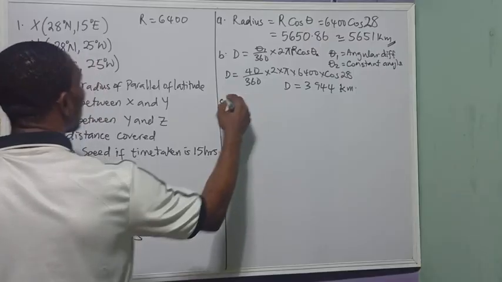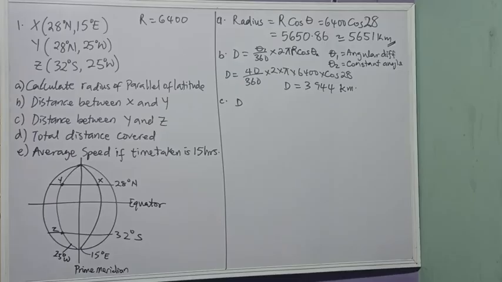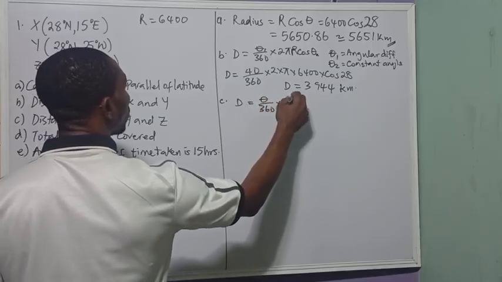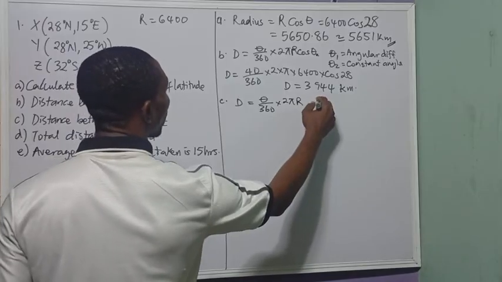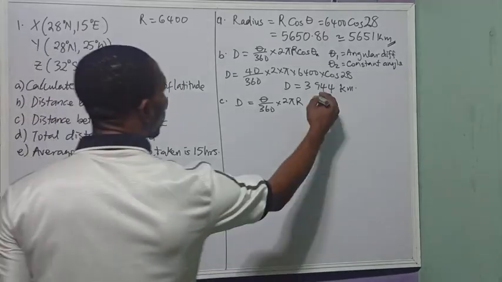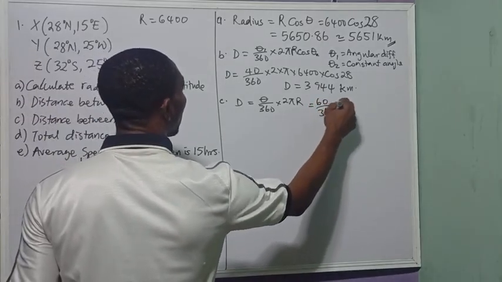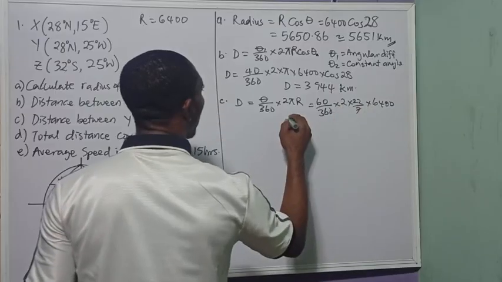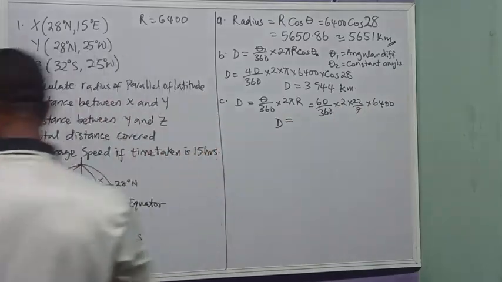Now for C, distance between Y and Z. Since it's on the longitude, it's a great circle, so we'll use the formula theta over 360 times 2 pi R. Theta is the angular difference, which is 28 and 32, giving us 60. So this gives us 60 over 360 times 2 times 22 over 7 times 6400, which when calculated, D would give us what?